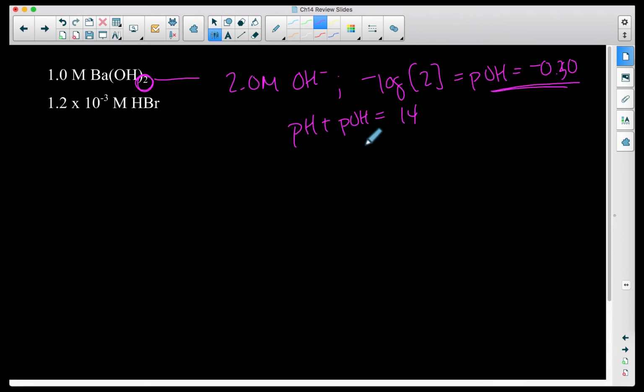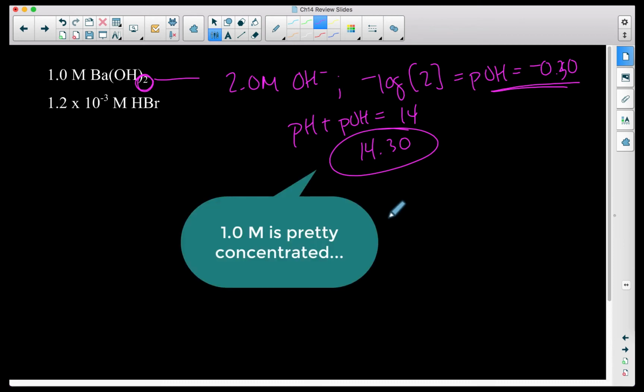So if I take this into account, I'm going to get 14.30 as my pH, yes? And then some of you might be like, well, isn't the scale 1 to 14? Not really, right? Because it just depends on our concentrations. That is the standard range, yes, unless we start to talk about concentrated acids or bases.